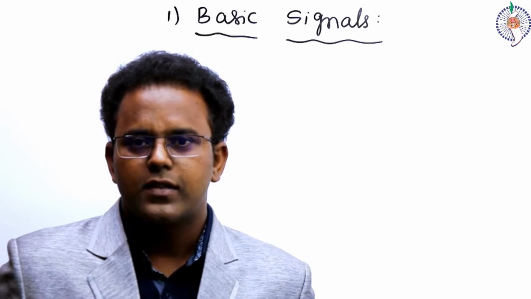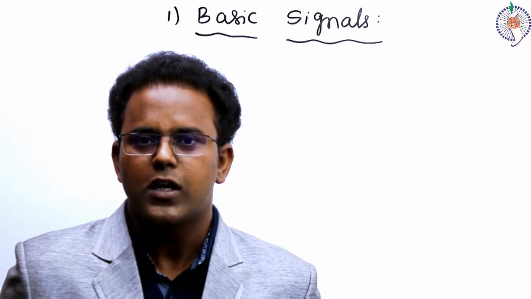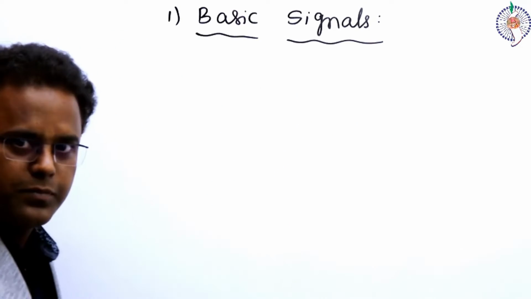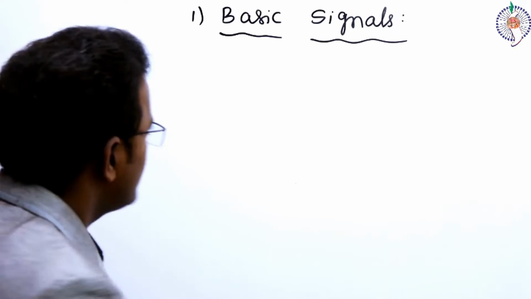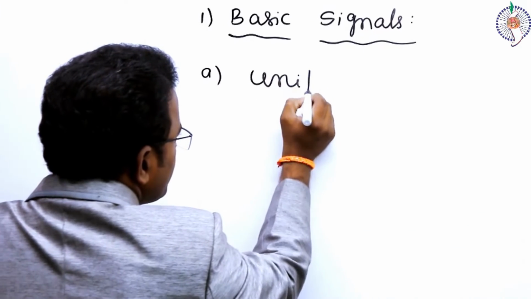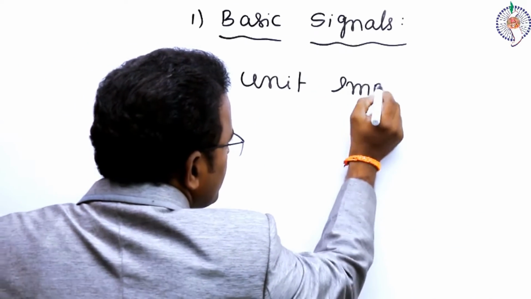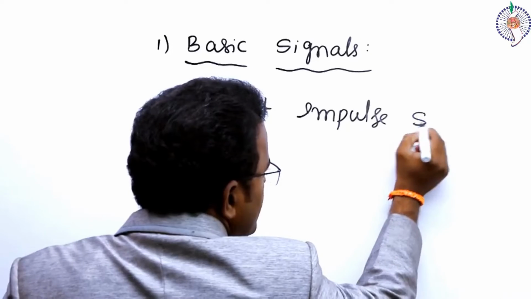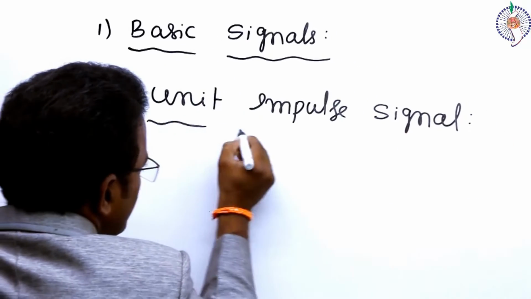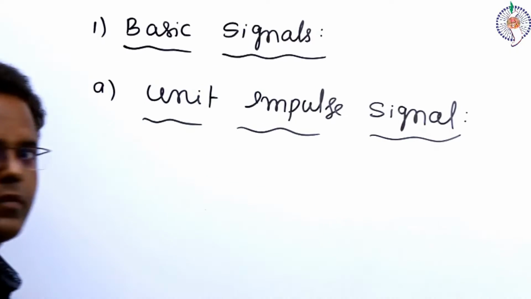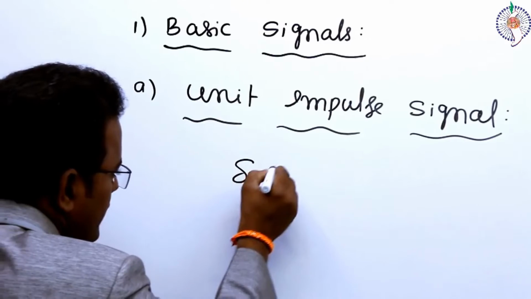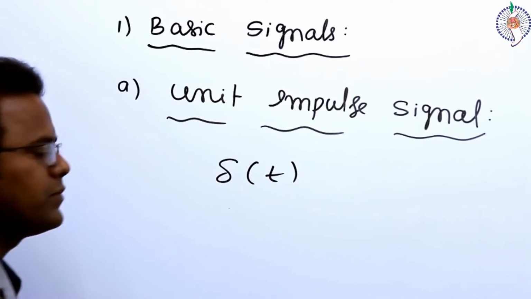In our subject Signals and Systems, we will start with the first topic, basic signals. In the basic signals, the first one we will discuss is the unit impulse signal. The unit impulse signal is denoted with delta of t.